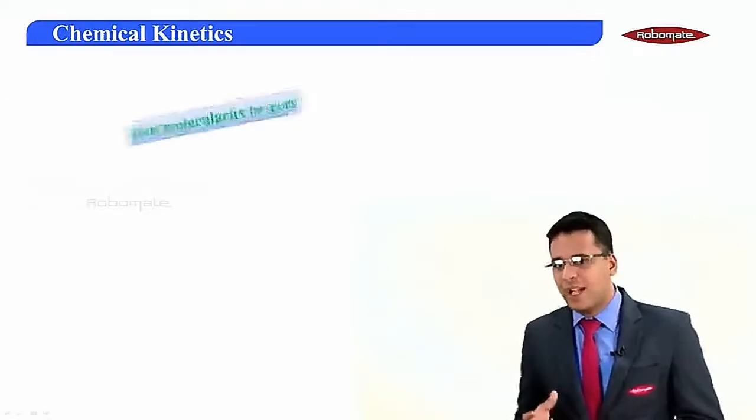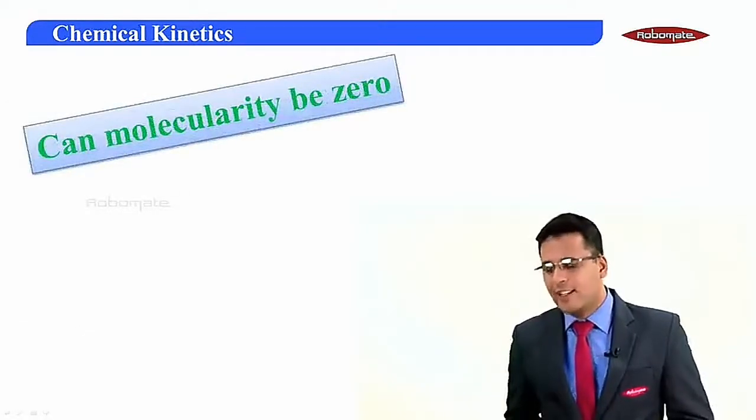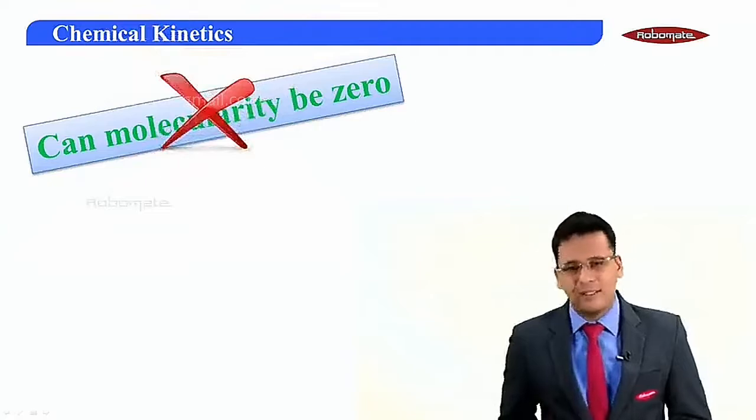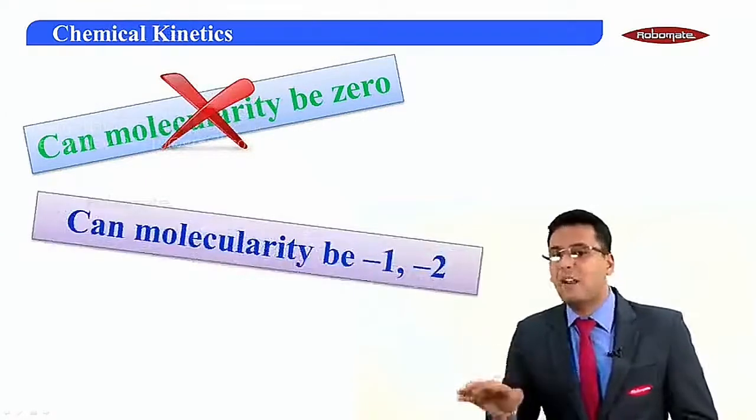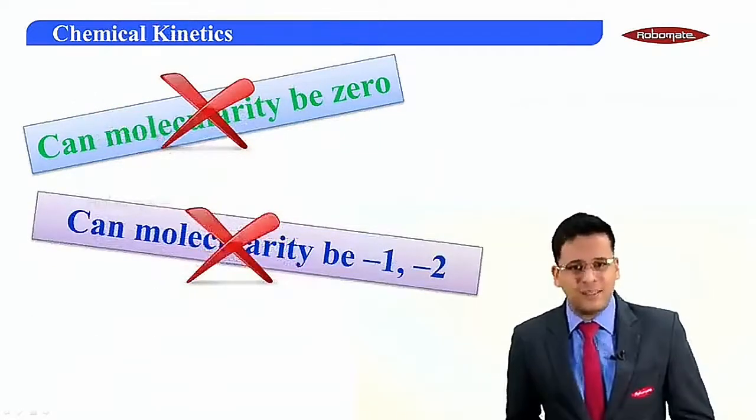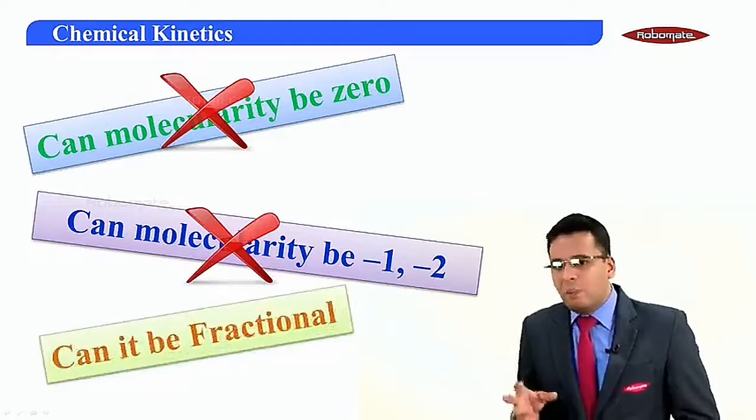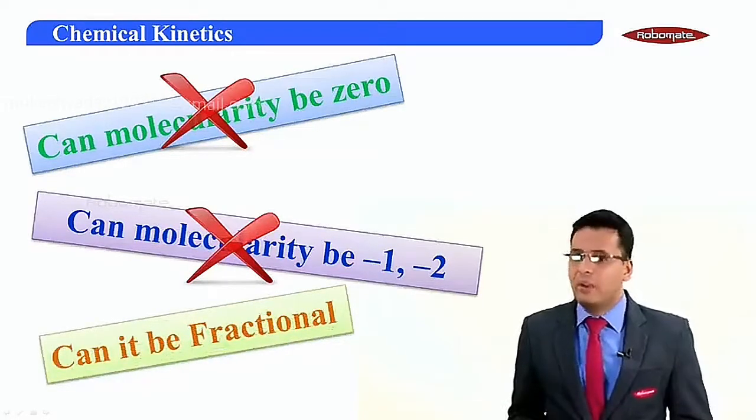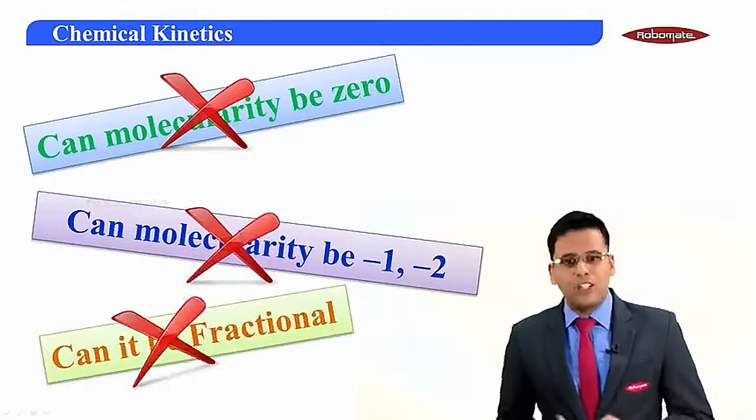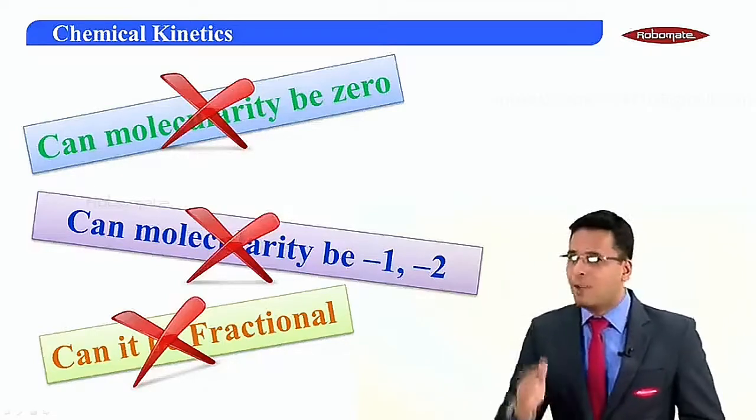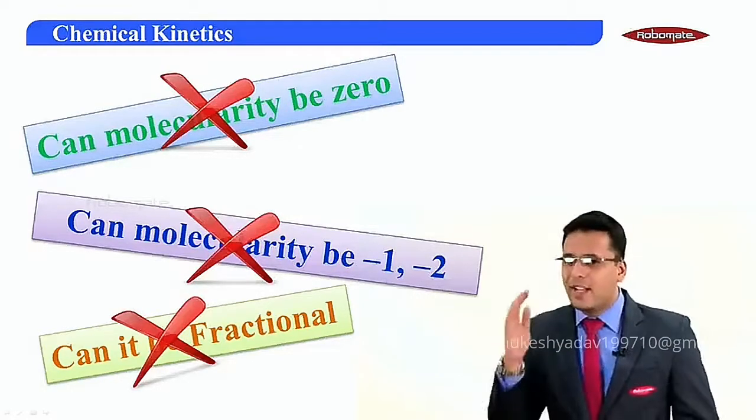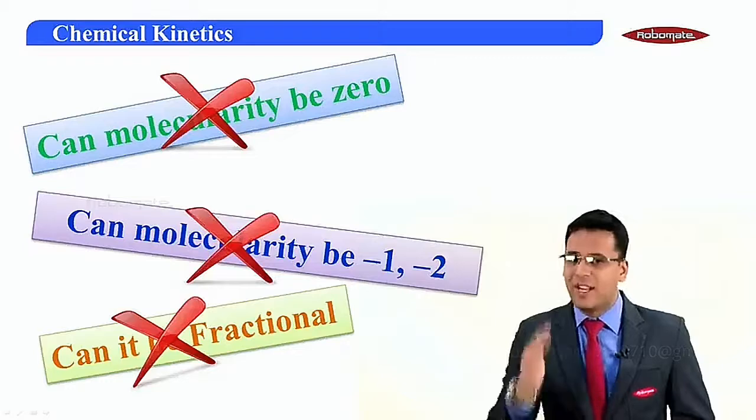Now let me ask you a question. Can molecularity be 0? Can 0 molecules produce products? Obviously no. Can -1 or -2 molecules produce products? Again, that's not possible. Can 1.7 molecules produce 5.3 molecules? No. Which means molecularity cannot be 0, it cannot be negative, and it cannot be fractional. It has to be a positive integer value.